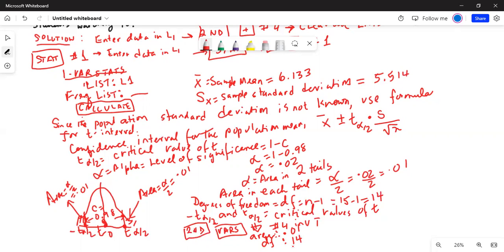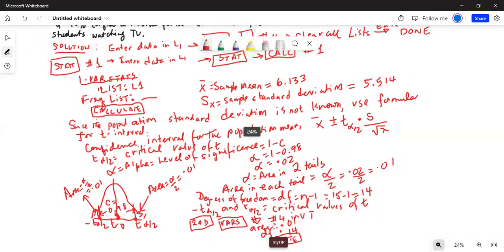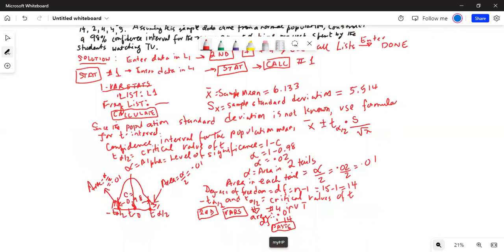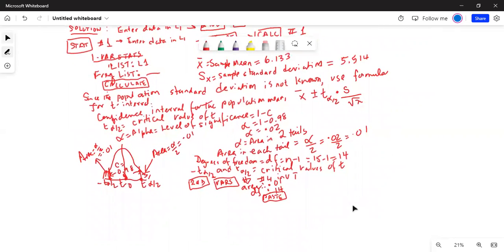Area is 0.01 in each tail. Degrees of freedom is 14. Then go down to paste and hit enter and enter. Okay, so let me create some space for myself. So we put it on paste and enter and enter.